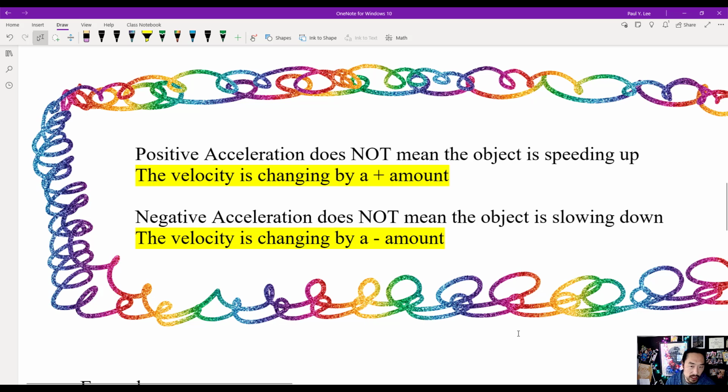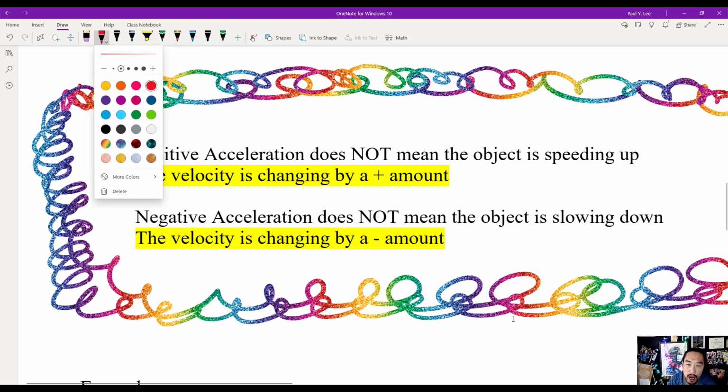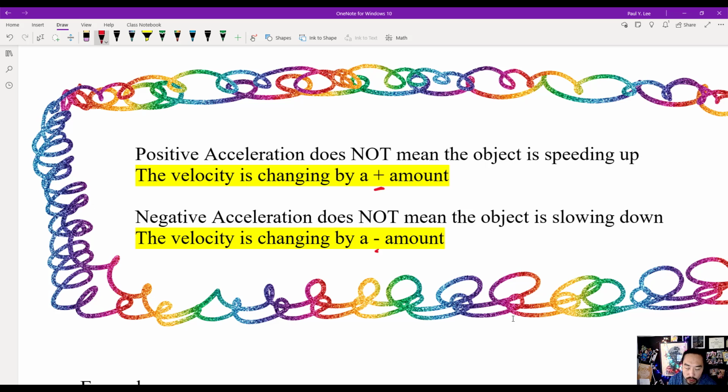All right, so let's add to it. Positive acceleration does not mean the object is speeding up. This just tells us that the velocity is changing by a positive amount, and of course, I'll show you an example right after it. Negative acceleration does not mean the object is slowing down. The velocity is just changing by a negative amount. And now is a great time to remind ourselves, positive and negative just tell us direction. So positive and negative are directions.